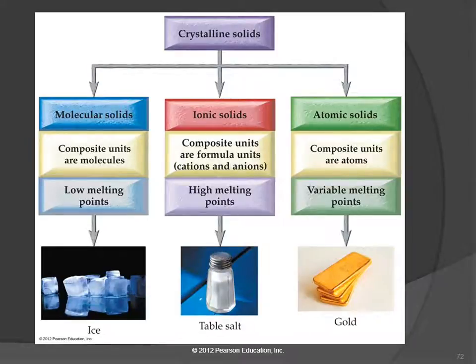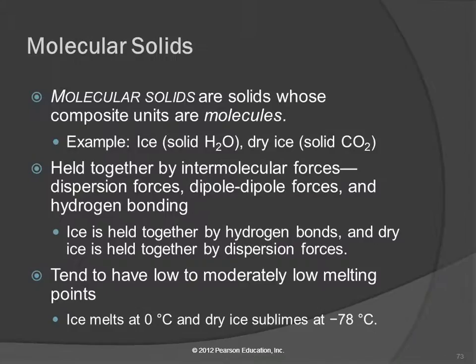So I'm going to try to be brief about this because I tend to spend too much time on this, and it's really not that hard to understand, and it's not that important. So these are the categories. We've got molecular solids, and those are composed of molecules. Ionic solids are composed of ions, so cations and anions. Those make formula units. Atomic solids are composed of atoms. It's just not that hard, is it? And then their melting points will be different because of that. So let's talk about these real quick.